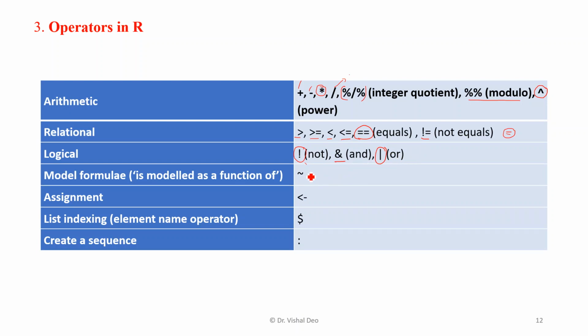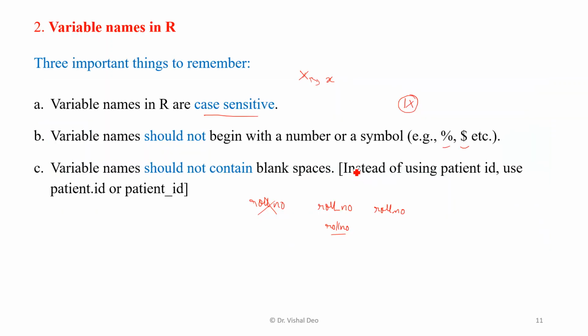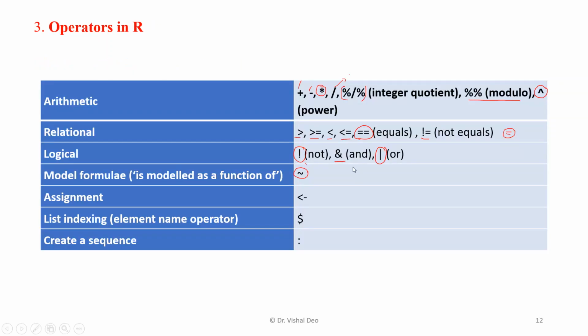Model formula. Whenever we are defining, suppose, a linear regression model where y depends on, say, x1 and x2, we can write it as y depends on x1 plus x2. It means we are defining y as a dependent variable, and x1, x2 as independent variables. So we will see that later.